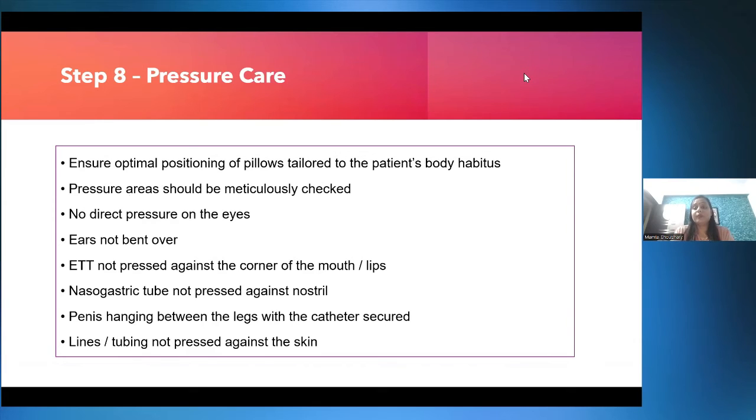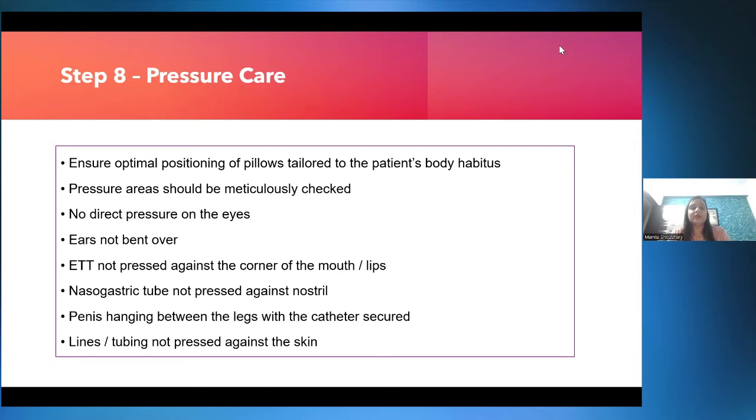Step 7, the very important step, is care of pressure points. As I said, the patient will be in this position for 12 to 14 hours. The chances of developing pressure sores will be very high. So ensure optimal positioning of pillows tailored to the patient's body habitus. Pressure areas should be meticulously checked. There should be no direct pressure on the eyes.